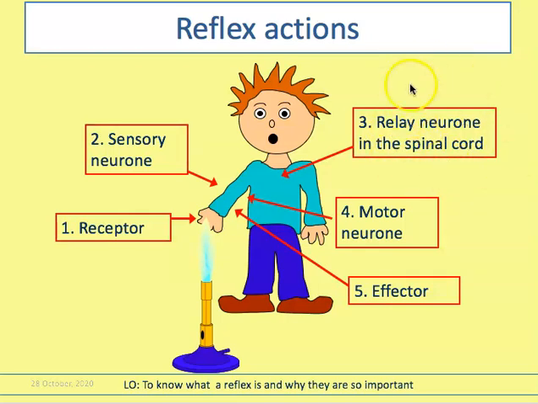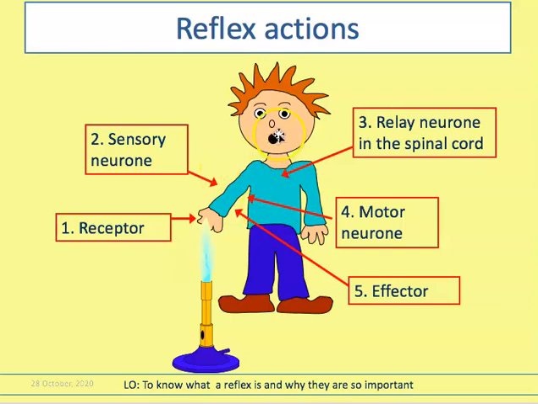So this bit here where I'm putting the cursor now, that is the bit that's different. There is a relay neuron in the spinal cord. What then happens is the message is sent along the motor neuron back to your muscles in your arm for your arm to be moved away automatically.